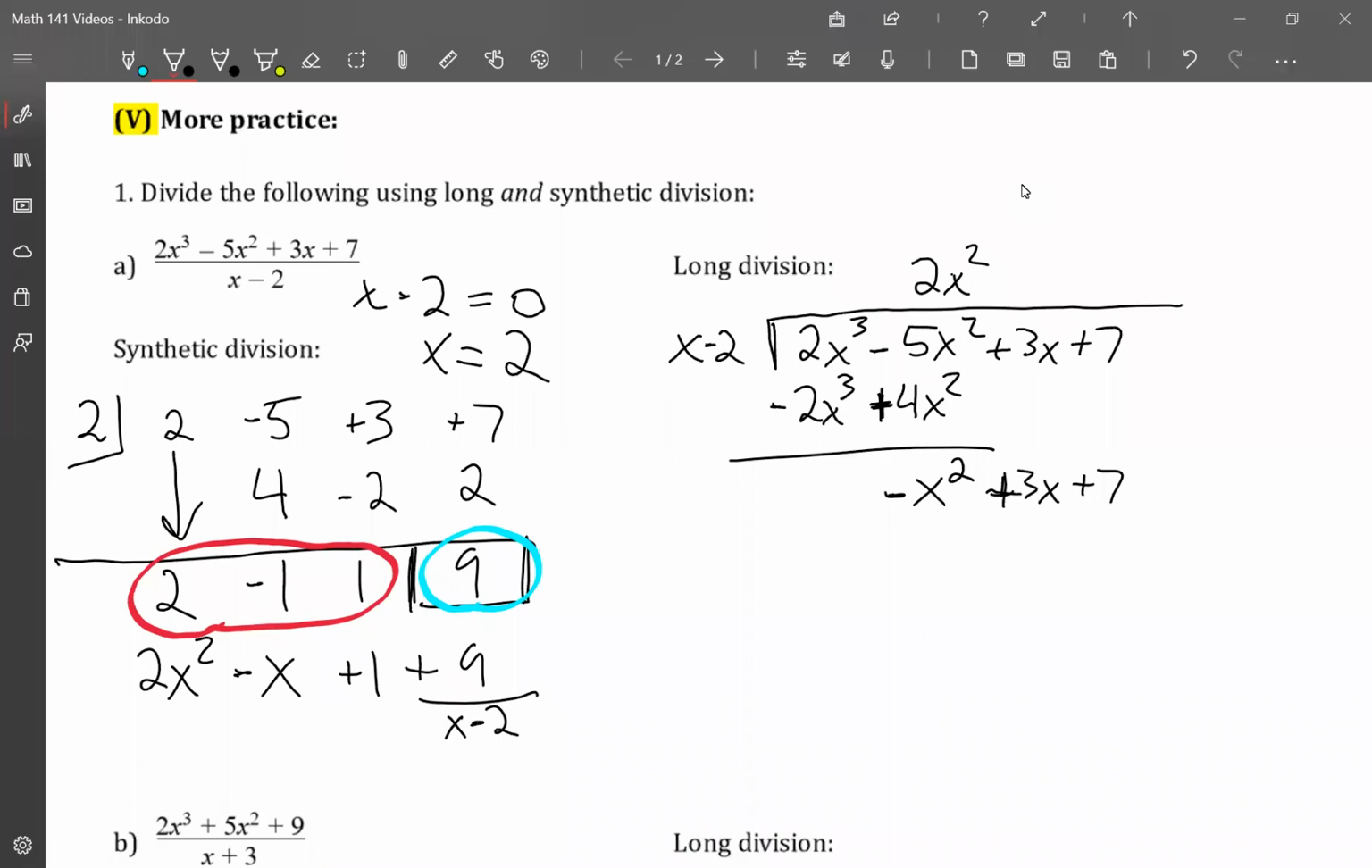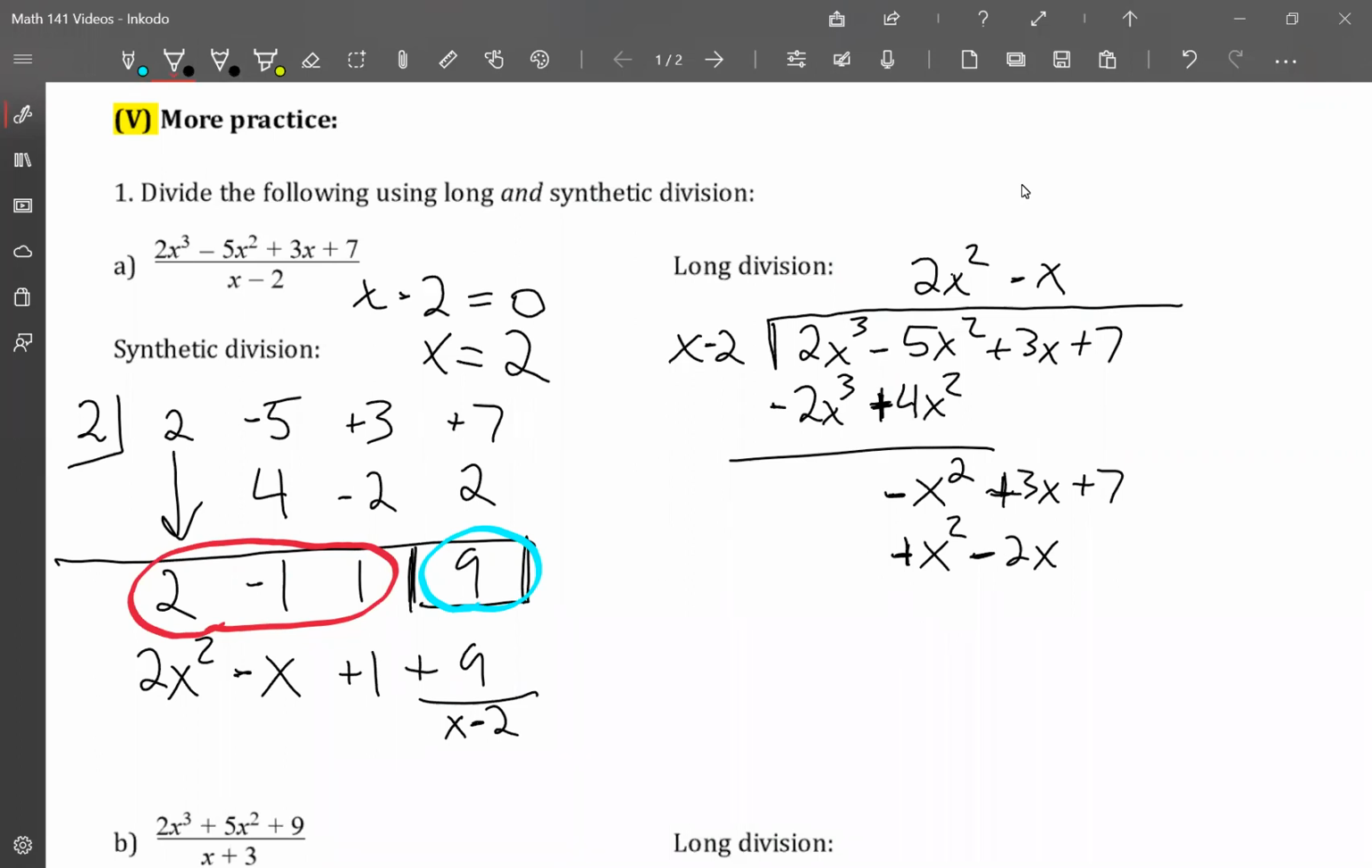And we repeat the process again. To get negative x squared, we multiply x by negative x. So that's going to go at the top right there. X times negative x is negative x squared. Negative 2 times negative x is positive 2x. And again, we want to distribute a negative in. So the negative x squared now becomes a positive x squared. And the positive 2x now becomes a negative 2x.